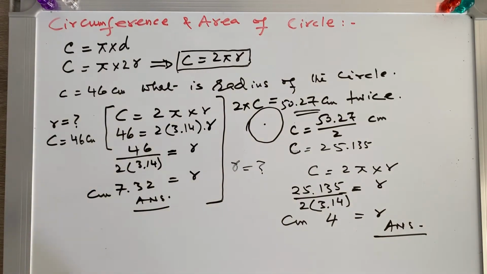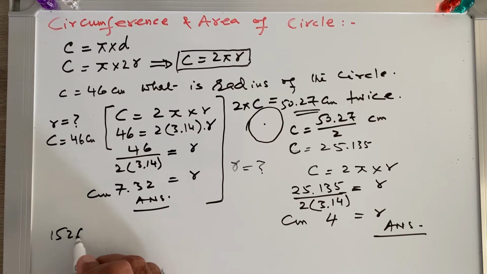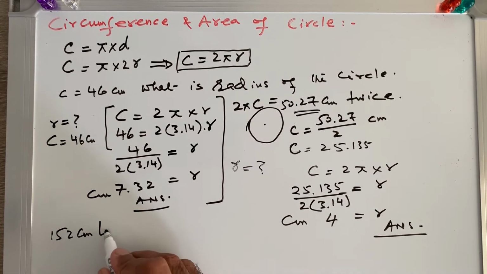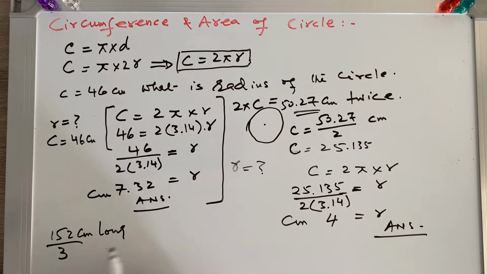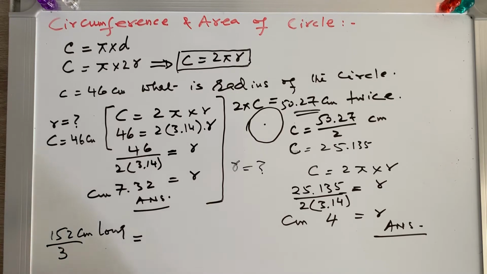So in this way we can have many questions for circumference. Many times this question is asked. Molly makes 3 identical circles with a string of 152 centimeter long. She can make 3 circles, that means if you divide it by 3, you will get the circumference of each circle, right? What is the diameter of the circle? This time diameter is unknown, right?